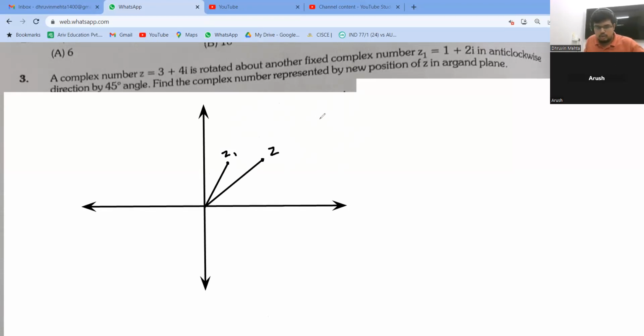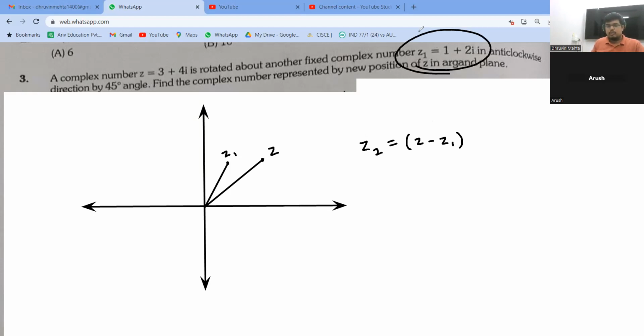But about z1 and not origin. So the formula is, the new complex number, let's call it z2, which is the new position. For that we will have to first subtract z minus z1. We are subtracting it because this is not origin.